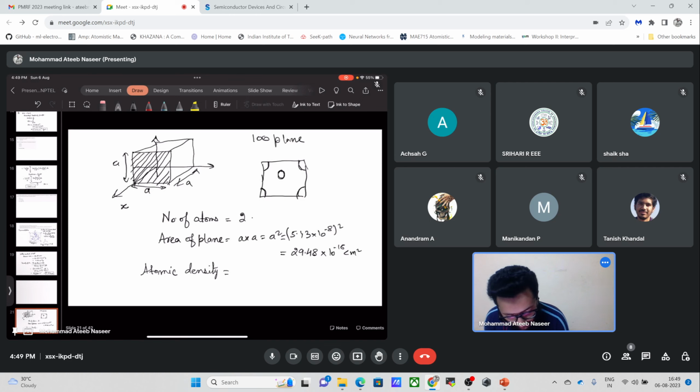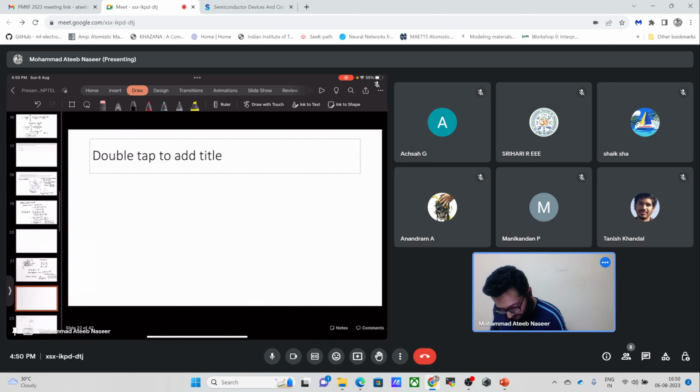So this atomic density would simply be given by 2, the number of atoms, divided by the area, which is 29.48 into 10 to the power of minus 16. So it comes out to be 2 divided by 29.48, which is 6.78 into 10 to the power of 14 per centimeter square.